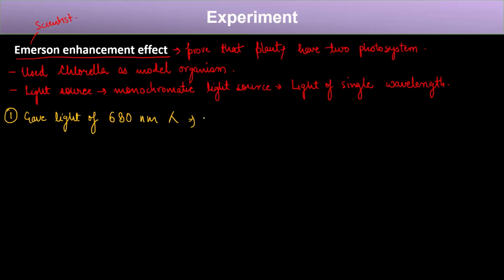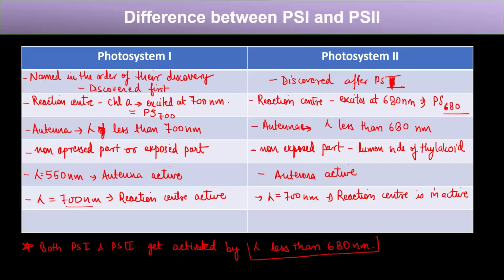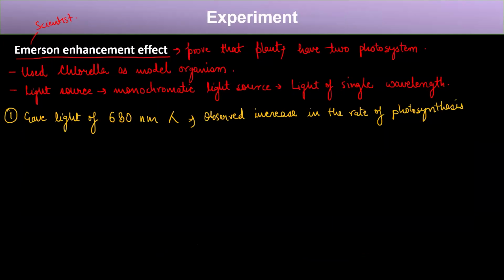was an increase in the rate of photosynthesis. Now, why did this increase happen? Because we have studied the photosystems, and these photosystems are responsible for photosynthesis. So when he gave light of 680 nm, one of the photosystems gets activated, right? And we know which photosystem gets activated at 680 nm, that was PS2. Because of this, he observed an increase in the rate of photosynthesis.